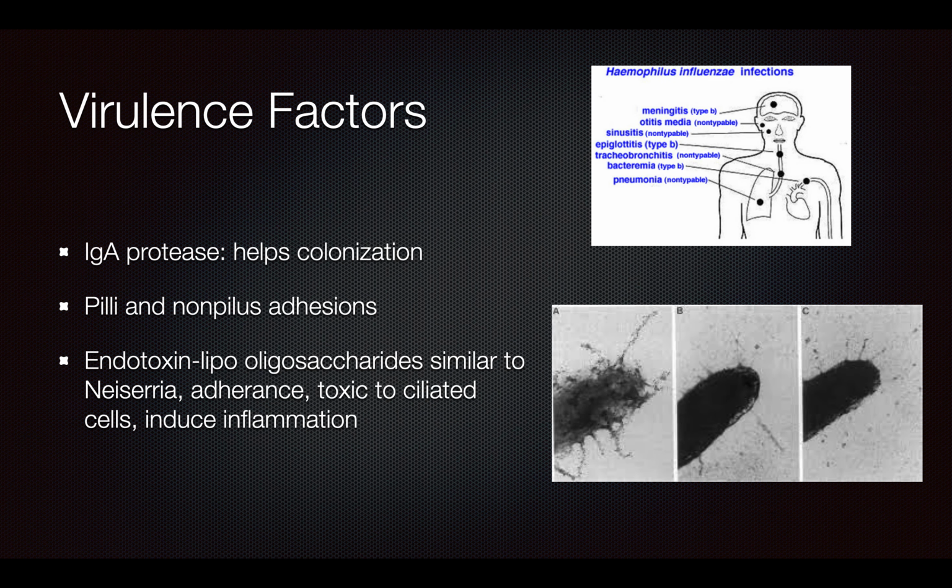The IgA protease helps with colonization by dissolving the mucus and breaking apart the IgA, so there can't be a cellular response. The other factors are the pili and the non-pilus adhesins, which allow it to attach to the host cells. It also has an endotoxin, which is a lipooligosaccharide, really similar to the Neisseria toxin.